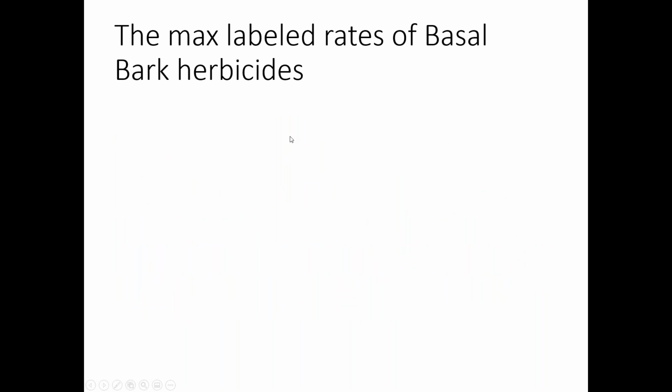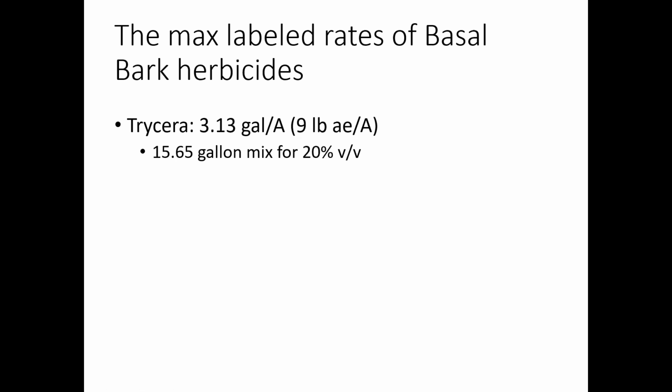Okay, we are running out of time here, and I got a lot to cover. The max labeled rates of basal bark herbicides, this is important. We got to go through this. Tricera, actually, you can get away with 9 pounds acid equivalent triclopyr on a per acre basis. So if you were doing it at 20% volume to volume, technically that is 15.65 gallons of mix, okay?